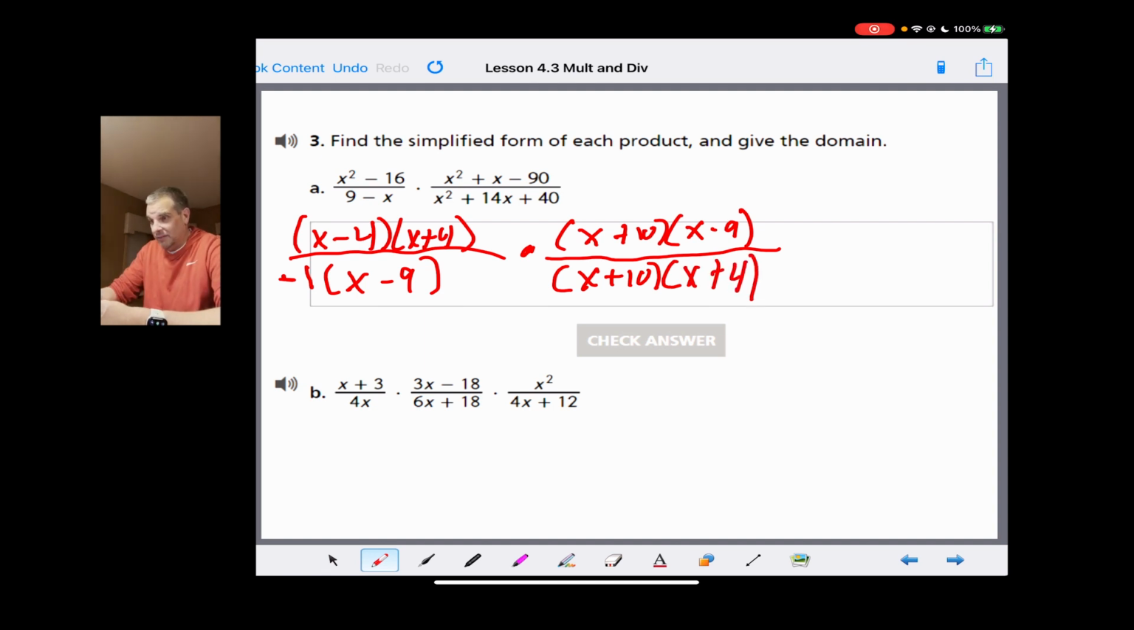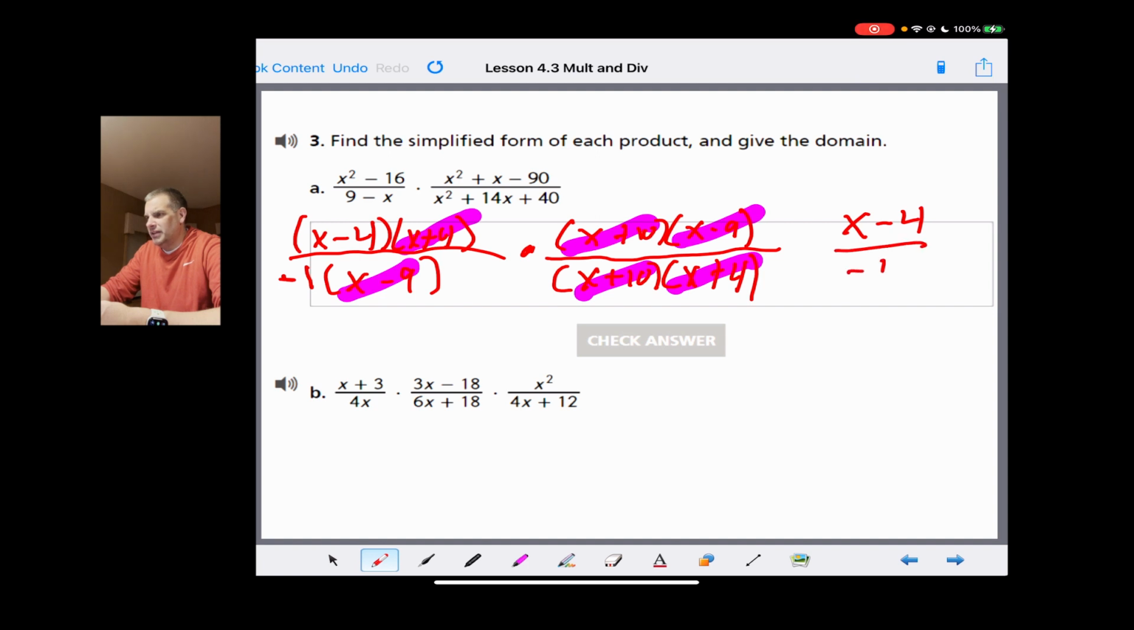Right, now I'm going to need all of that, but I'm going to go ahead and take the like ones. So I've got x plus 4 and x plus 4. I've got x minus 9 and x minus 9, x plus 10, x plus 10. So I'm left with a solution to this one. On the top is x minus 4, all of that over -1. And you can leave it like that, and there's nothing wrong with that. If you wanted to put -x plus 4, you could put that. It's the same thing.